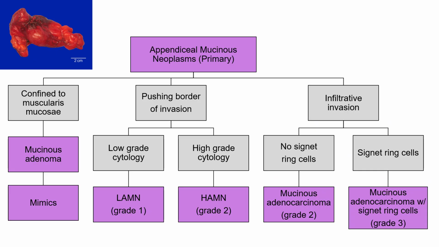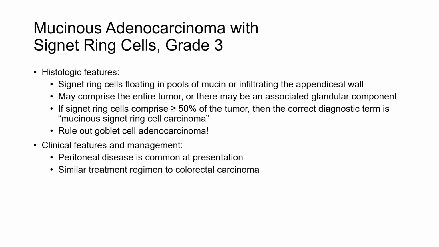Finally, we have mucinous adenocarcinoma with signet ring cells, grade 3. Signet ring cells can be found floating in pools of mucin or infiltrating the appendiceal wall, or both. They may comprise the entire tumor, or there may be an associated glandular component.